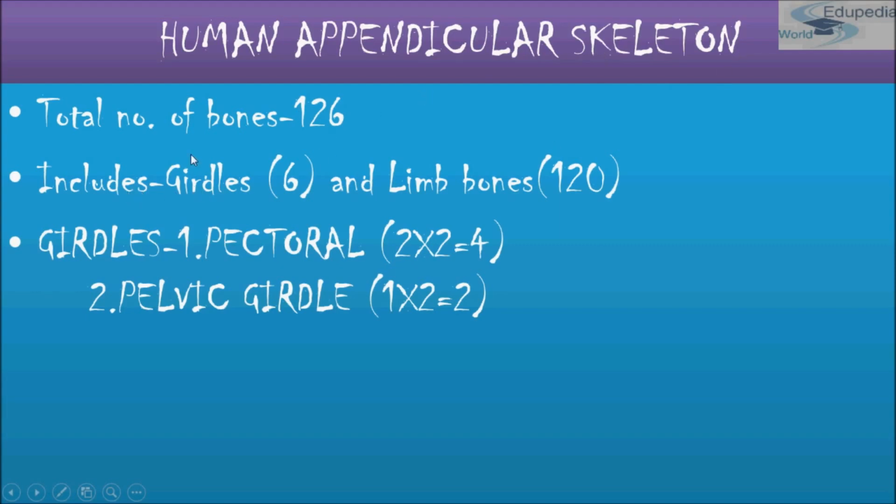Human appendicular skeleton includes girdles. Girdles are of two types: pectoral girdle and pelvic girdle. Pectoral girdle bones are 4 in number. Pelvic girdle is 2 in number. So 4 plus 2 is equal to 6. That means 6 bones are found in girdles. Then come limb bones. Limb bones consist of 120 bones. That's why 120 plus 6 is equal to 126, the total bones found in human appendicular skeleton.